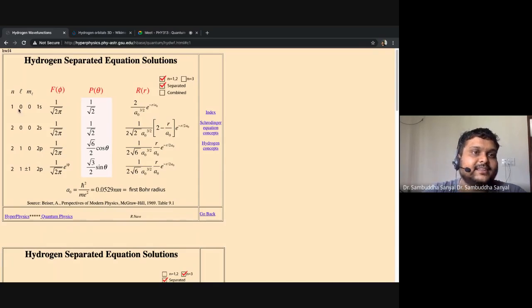So if you look at this solution, this 1S, so this is 1 and this is S, that is why the spectroscopy people refer to it that way.